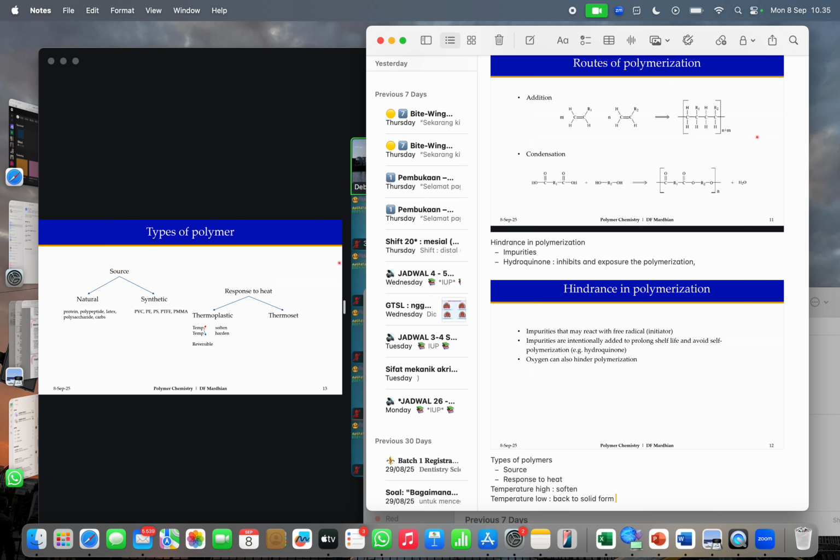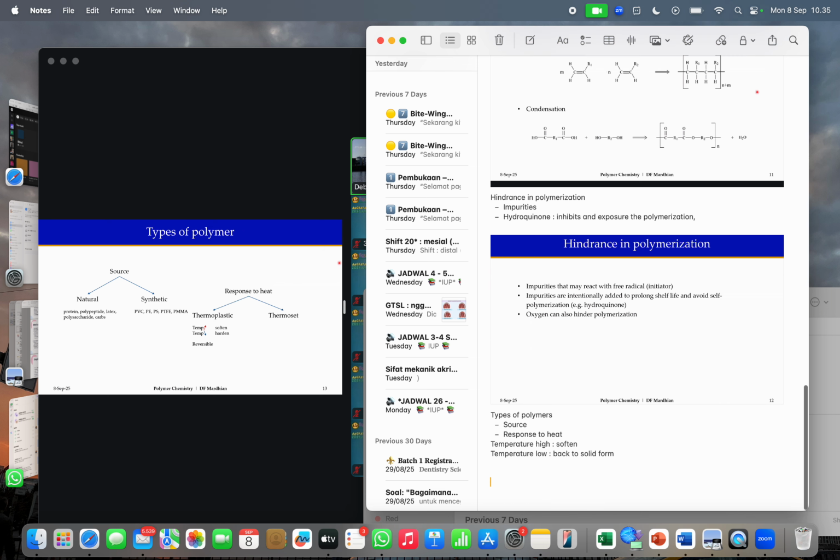So you can heat the thermoplastic to melt it down and then pour it into some mold to create some specific shape, and then cool it down and let it rest to let it harden to the intended shape. However, it is very different with thermoset.